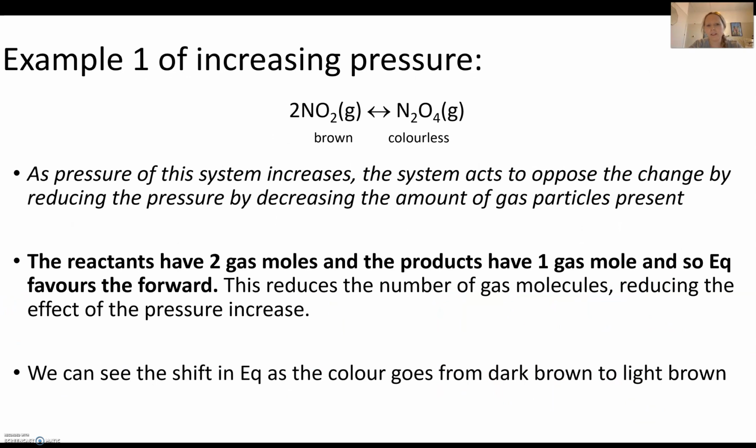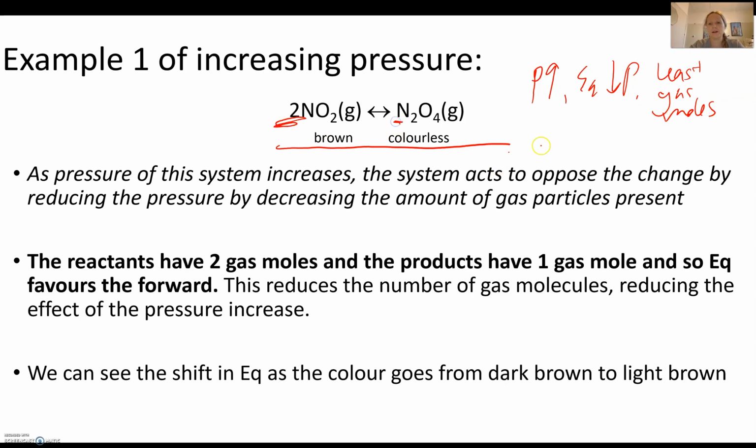Here's a really common question. You've got NO2 and N2O4. Let's say that the pressure of the system is increased. Then the equilibrium is going to shift to decrease the pressure. It'll do this by moving to the side with the least gas moles. In this case, you've got your reactant side having 2 and your products having 1. So the reactants have 2, products have 1, therefore equilibrium will shift to the right towards the products.